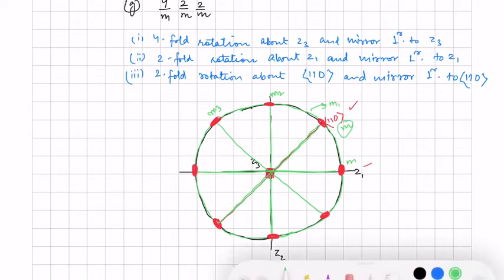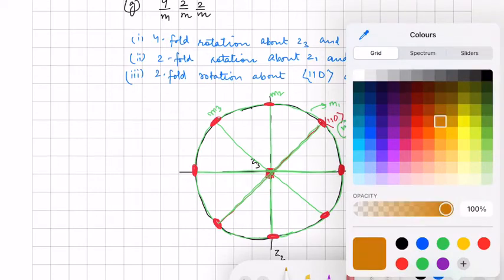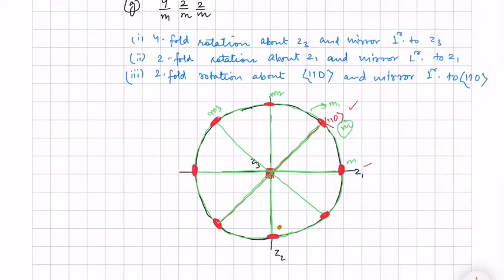Okay, so let us start with our points. Suppose this is our starting point, point 1. After 4-fold rotation, it is point 2, point 3 and point 4, that is 90 degrees of rotation. Then mirror perpendicular to Z3, they go to the plane below the plane of the paper, so they become hollow circles. Now a 2-fold rotation about Z1. This is 2, this is 3, this is 4. So the two points at location 1.